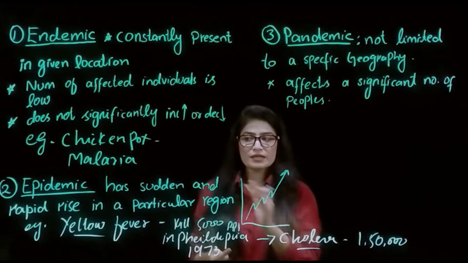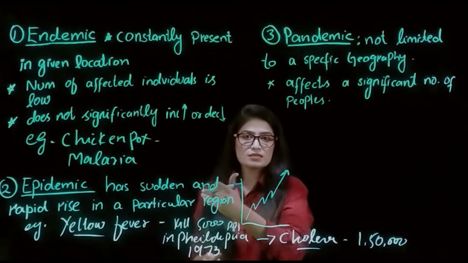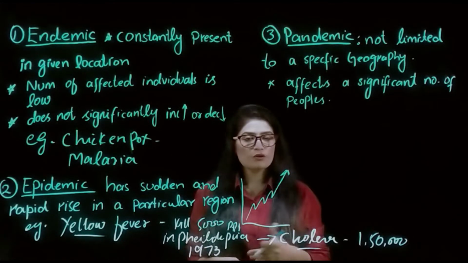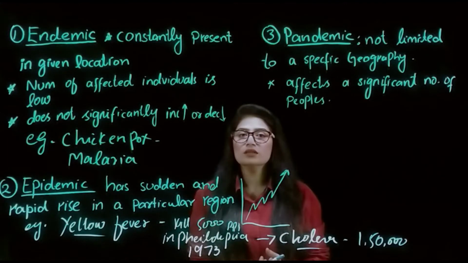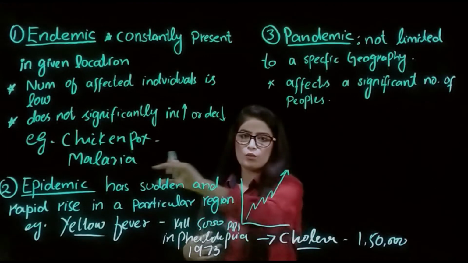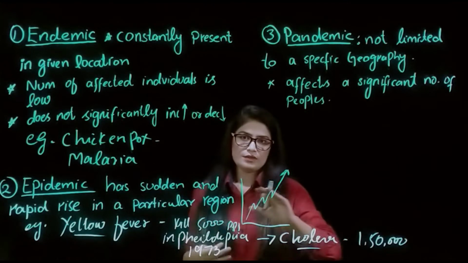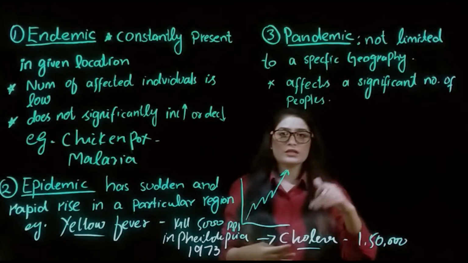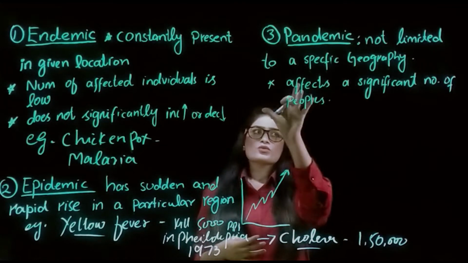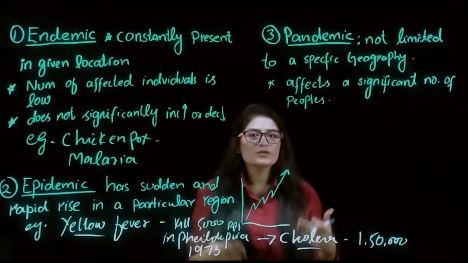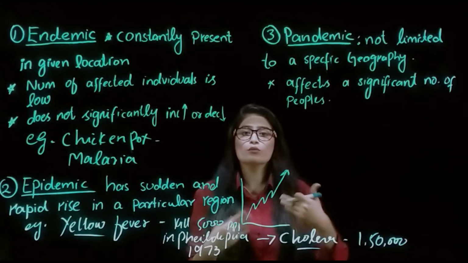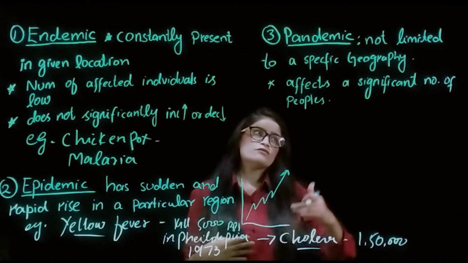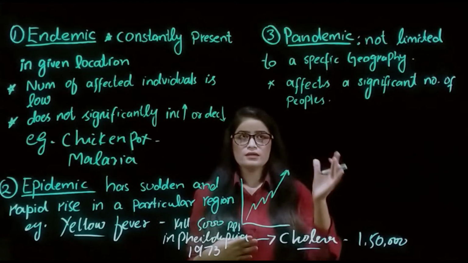And what is an epidemic? It's a disease or virus that has a sudden and rapid rise in a population, in a given region, geography, or location. So this is the example of epidemic. And the third one we have is pandemic. A pandemic is essentially not limited to a specific geography, location, or population, and a significant number of people are affected by a pandemic.